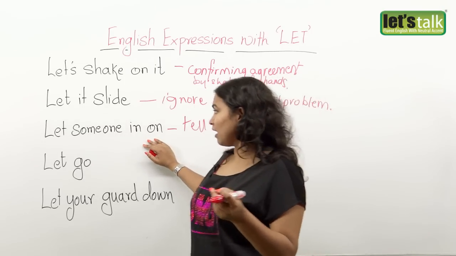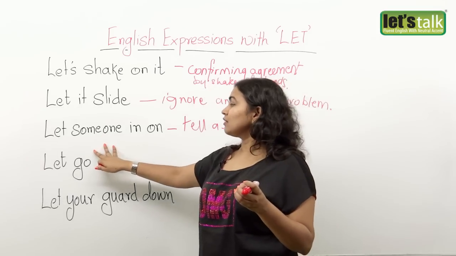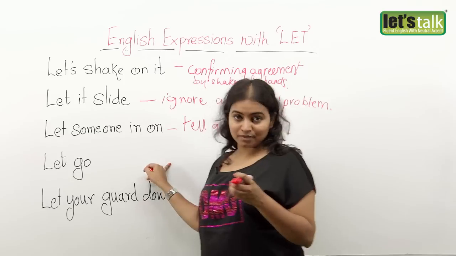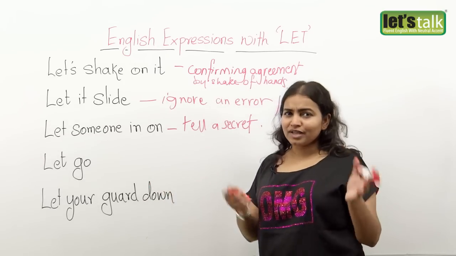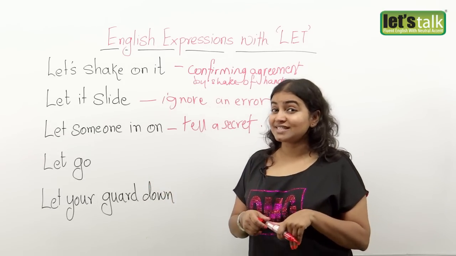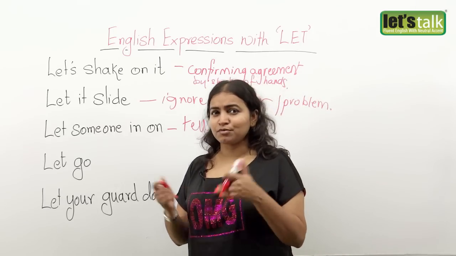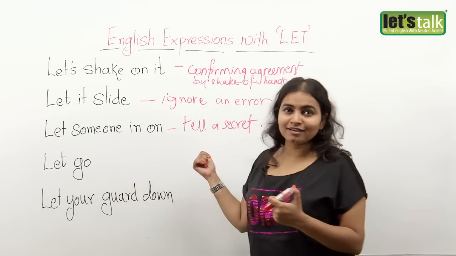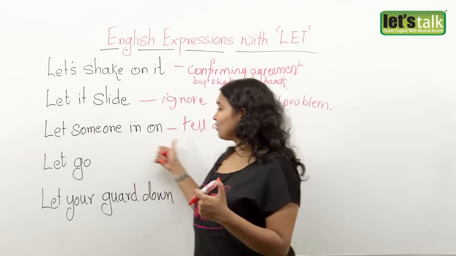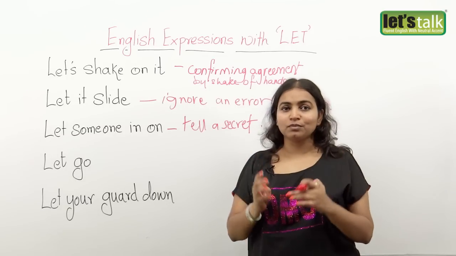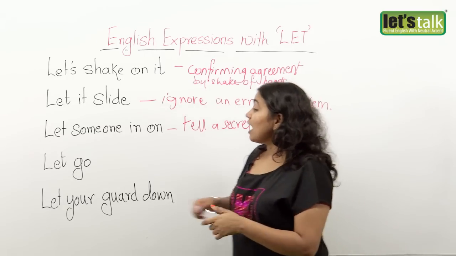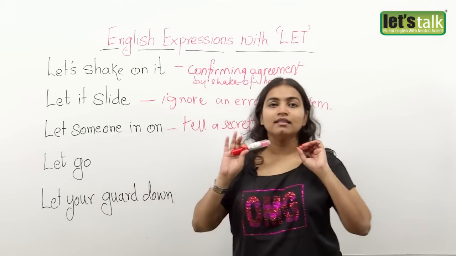So I can say something like, I will let you in on something. I will let you in on something. Now, Maria got the job because she was dating the boss's brother. Okay, that's a secret, yeah? So when you let someone in on something, you are telling them a secret that only you and very few people know, right?